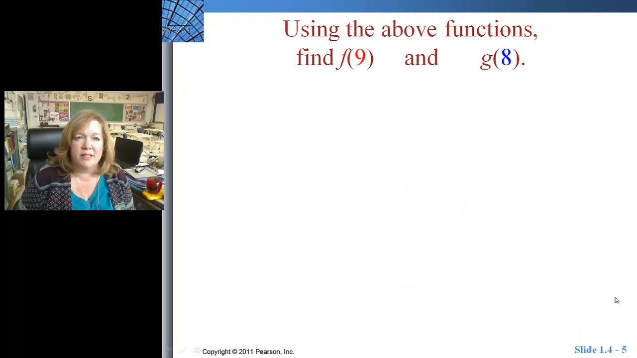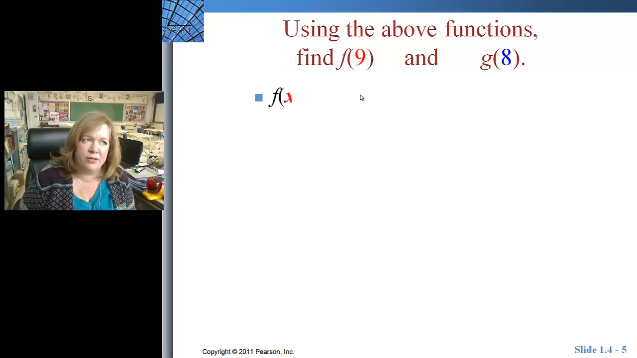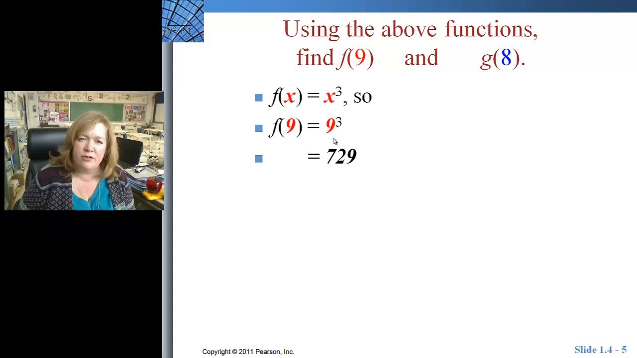So let's look at this function notation. I am hoping that you know what this f of 9 means and g of 8 means. This is what you're going to replace the x in your function with to find what the output is. So if f of x equals x cubed, f of 9 is going to be 9 to the third power. So you just replace everywhere there's an x with that number. And that's going to give us 729. What could be easier?